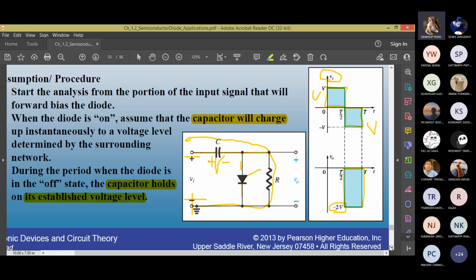Professor, is it always equal to VI for a clamper? For which one?